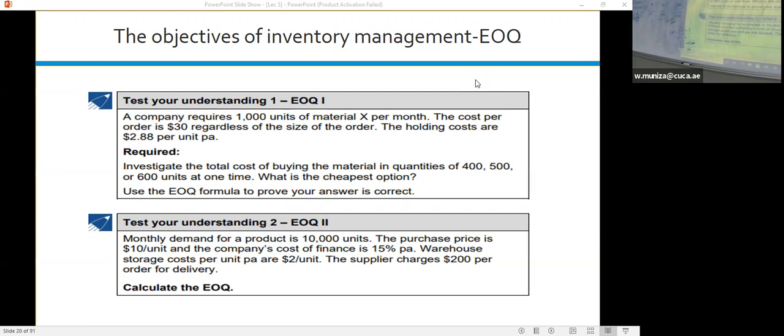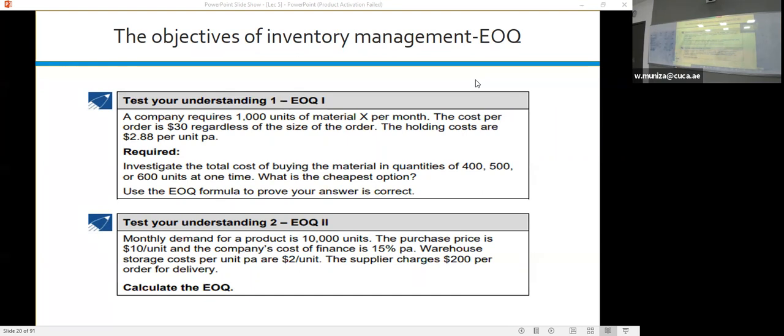No, you must be getting 500. Are you taking the square root? It must be 500 units. Take the square root of 250,000. It's 500. Have you got the same? Yeah. Okay. So the economic order quantity is 500 units.